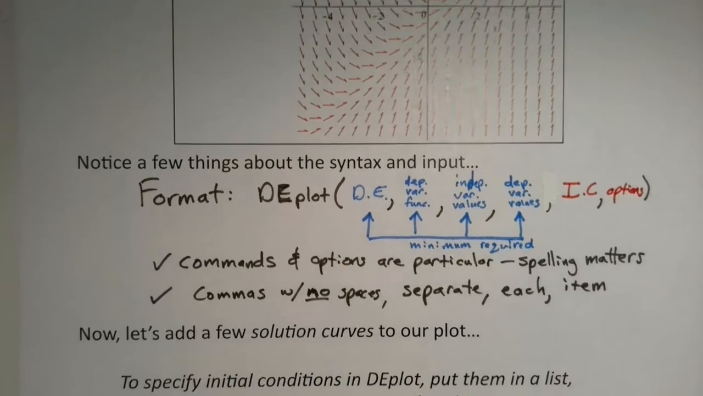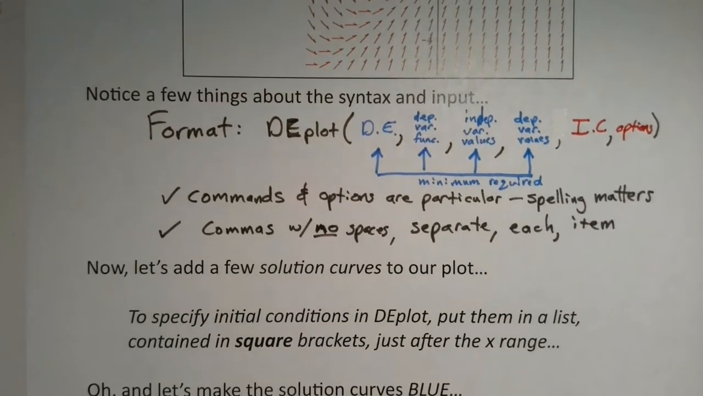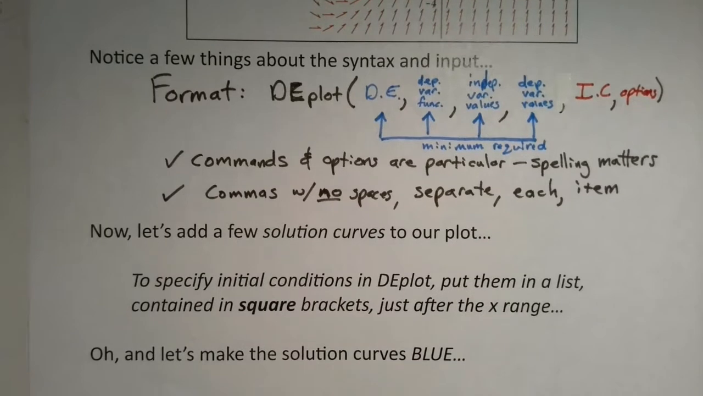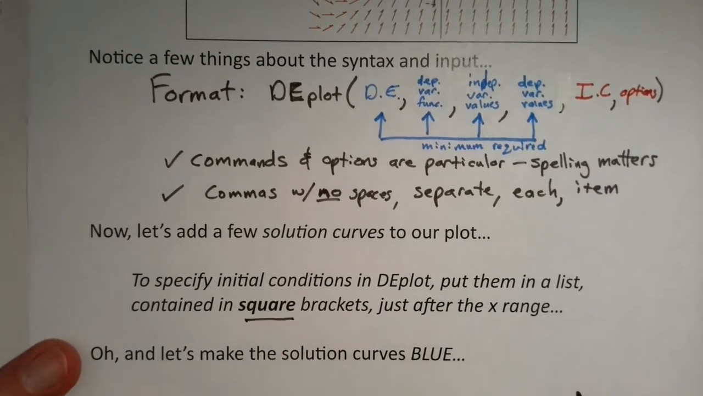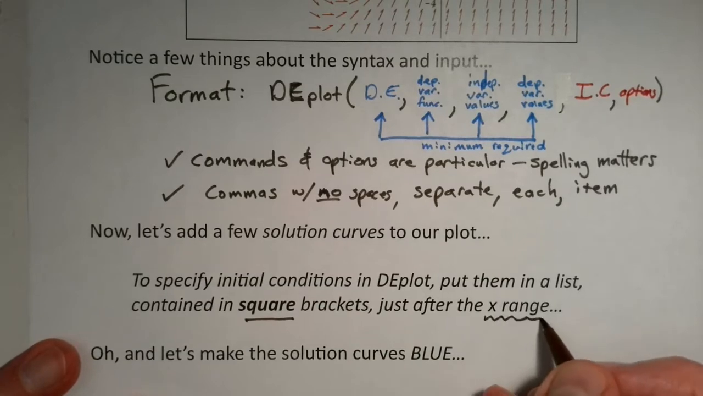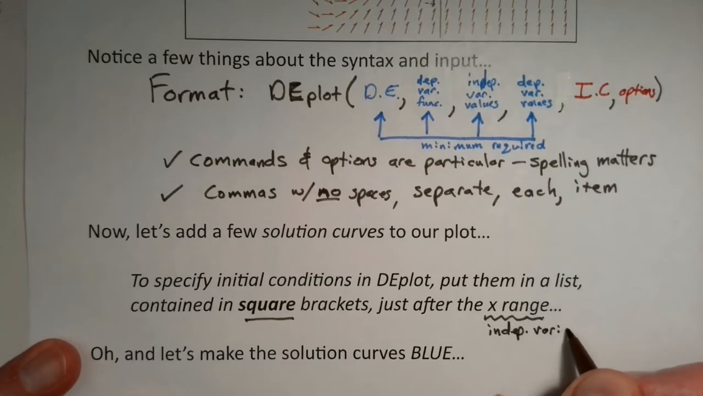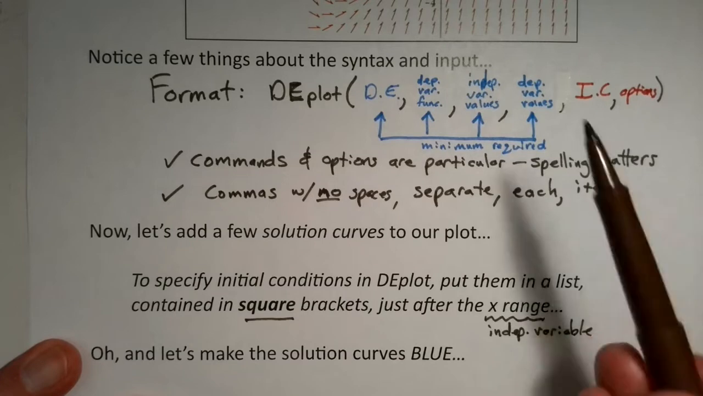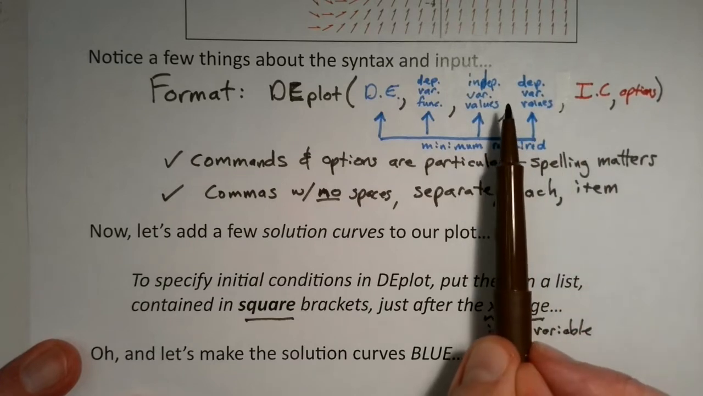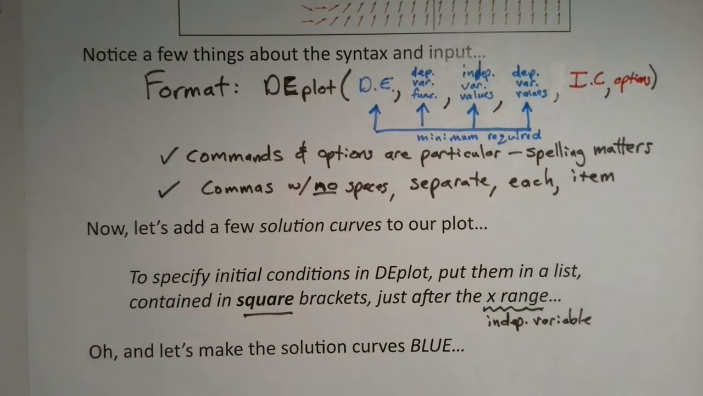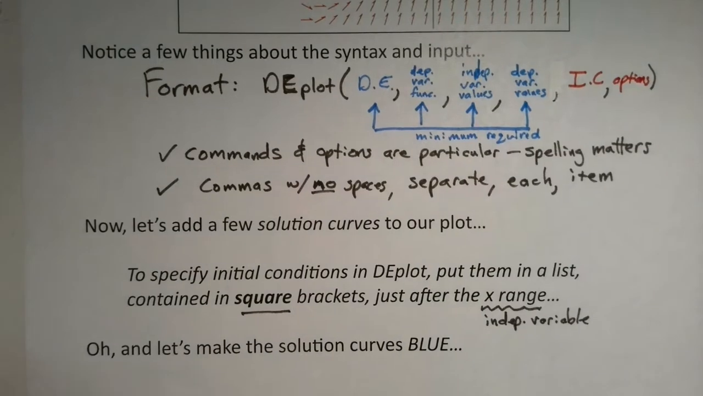So a couple things that we can add to our plot. We can specify initial conditions. We can put them in a list in square brackets just after the X range. And I'll show you how to do this here in a second. But notice, just after the X range, that's our independent variable. So if you're thinking about it, it would be like right there. That's where the initial condition would go. So let's do that. Let's add an initial condition and make our solution curve on our Maple document blue.